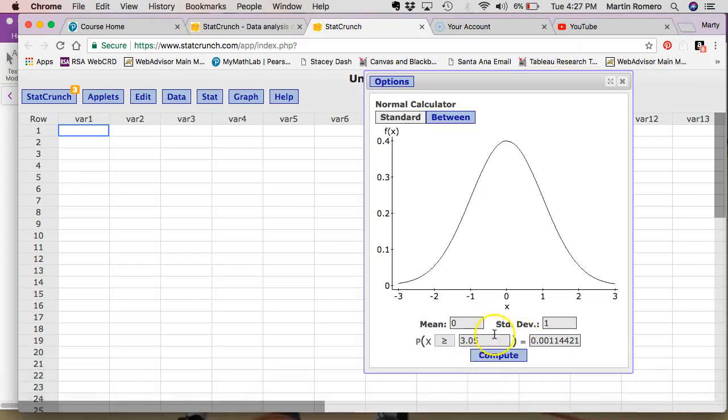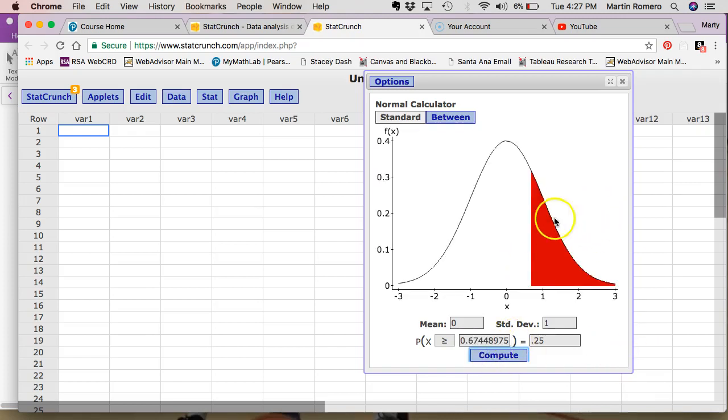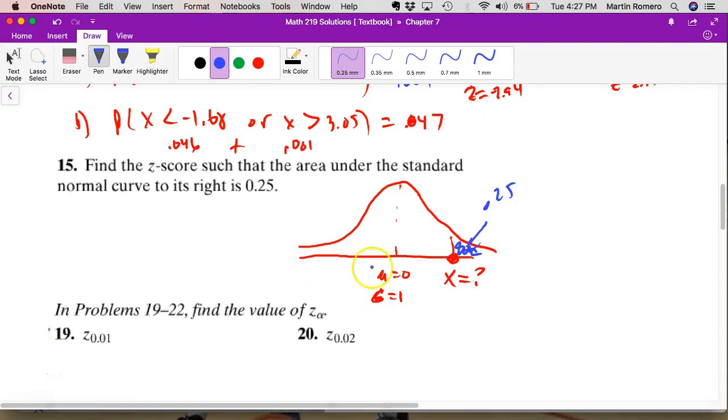We go ahead and clean this out, and in here, oops, that's a 1. Here you're going to put 0.25, compute, and then you can see here's the area as represented, and the x value has an x score of 0.674. Notice this is a z-score, not an area. So this x value is 0.674.